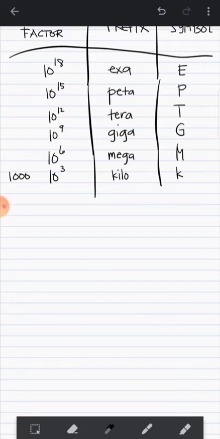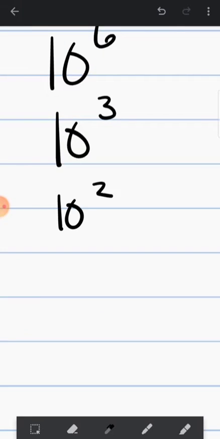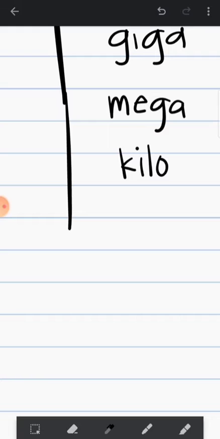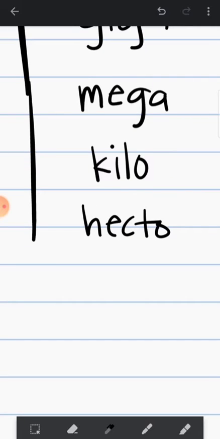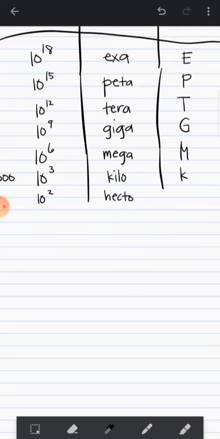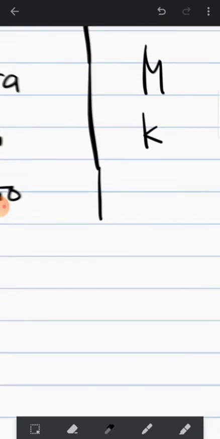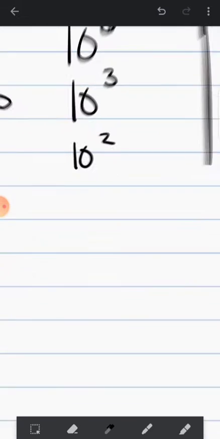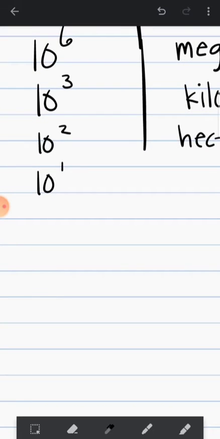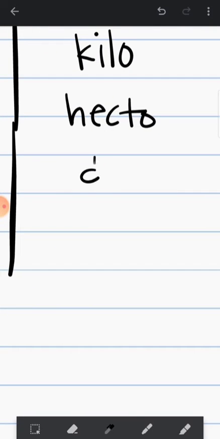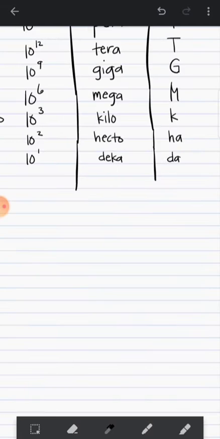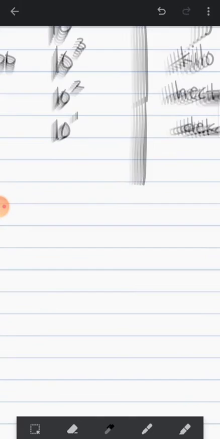And then next we have 10 squared. The pattern changes here. It only decreases by 1, because 10 squared is equal to hecto. So if they say hectometer, it has 10 squared meters, or 100 meters. Its symbol is h. Then 10 to the 1st power is what they call deca. That's da. And then the negative ones.